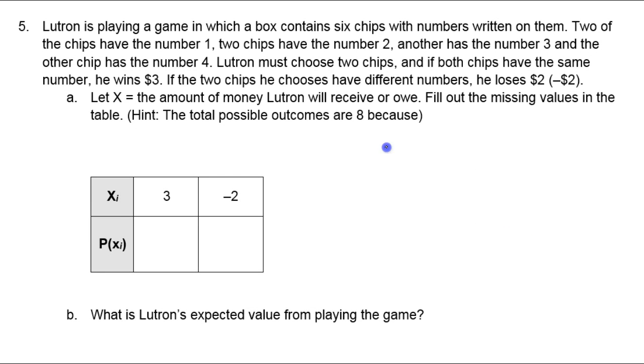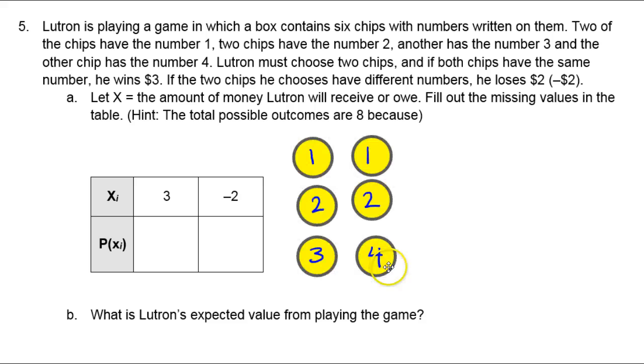Latron is playing a game in which a box contains 6 chips with numbers written on them. So here's a little picture of that scenario. 2 of the chips have the number 1 on them, 2 of the chips have the number 2, another has the number 3, and another chip has the number 4, just like this.